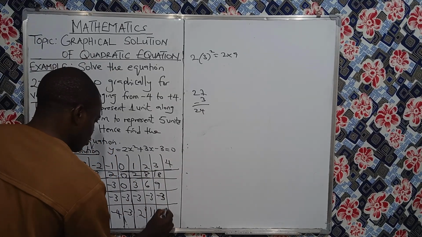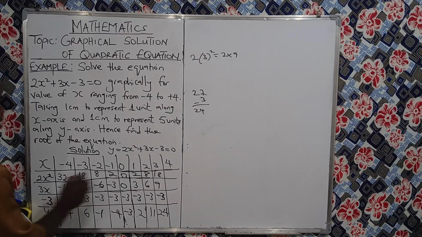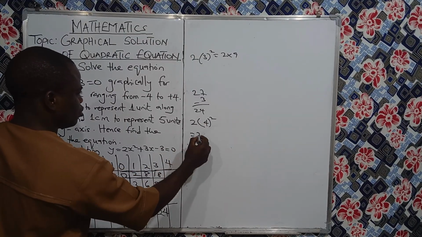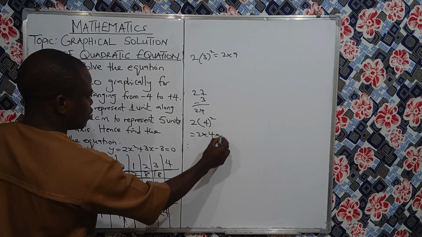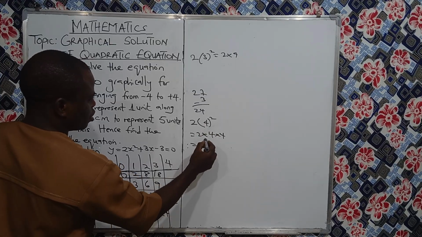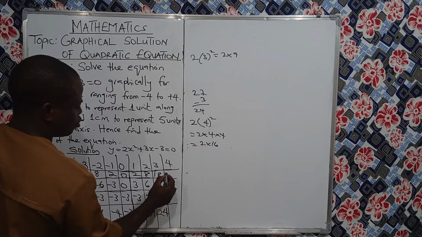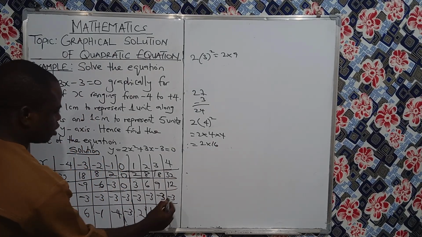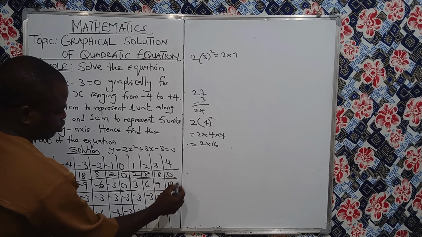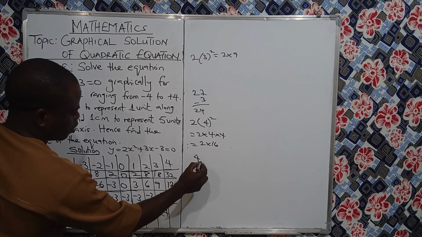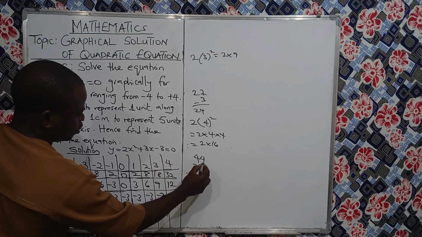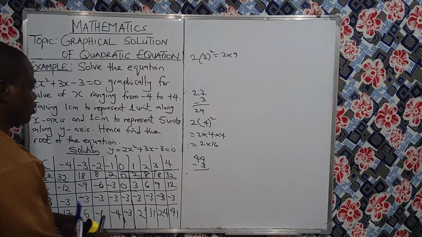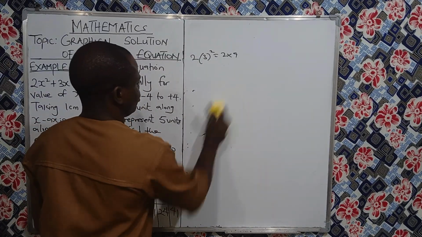That's 24. The last one, 2 multiplied by 4 squared, which is 4 times 4, which is 2 times 16, that's 32. 3 times 4, that's 12. Bring minus 3. 32 plus 12, that's 44. 44 minus 3, that's 41. These are the range of values of y.